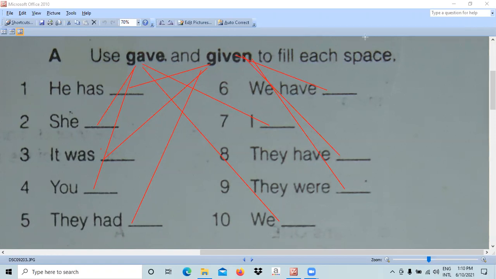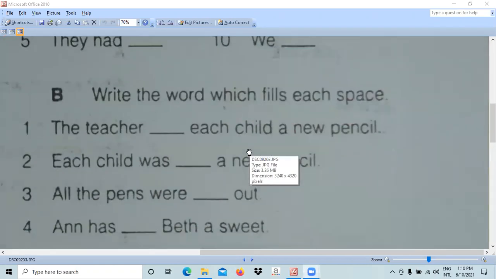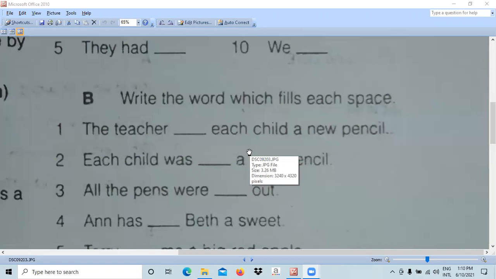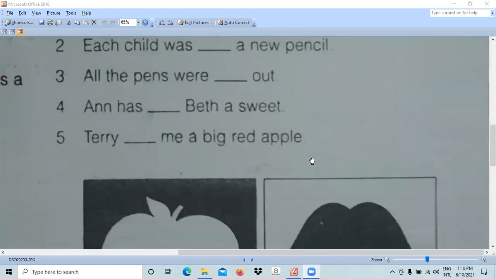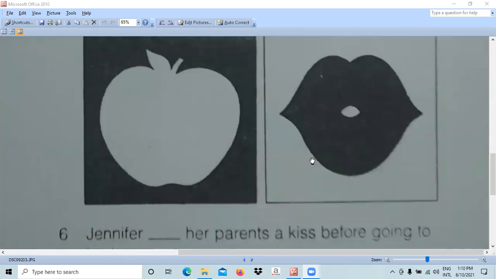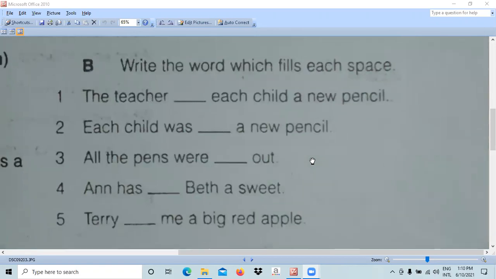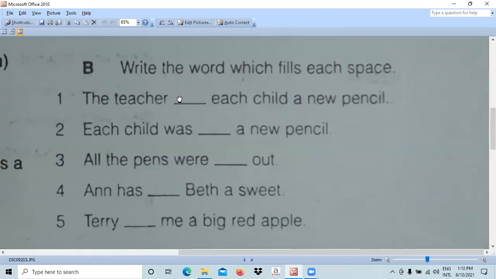Try the word which fills each space. We use only the two words, give and given, in part B. Choose gave, or given.